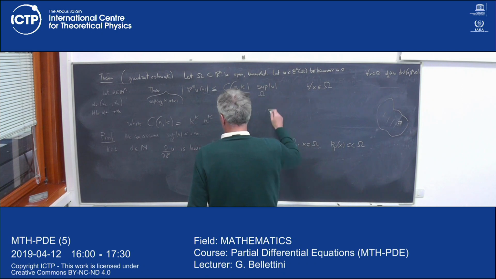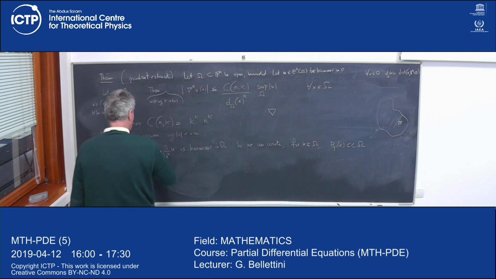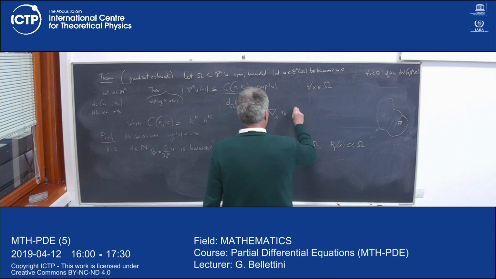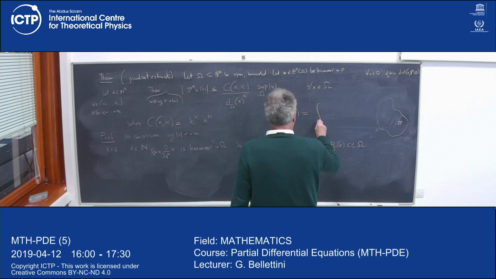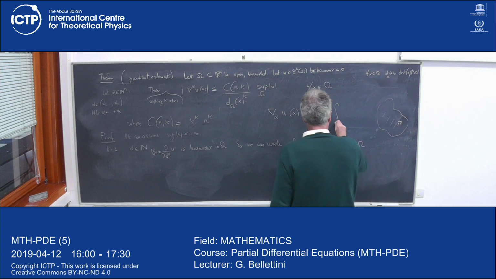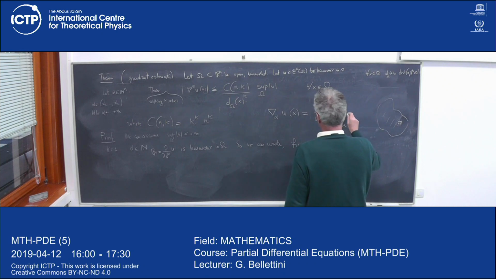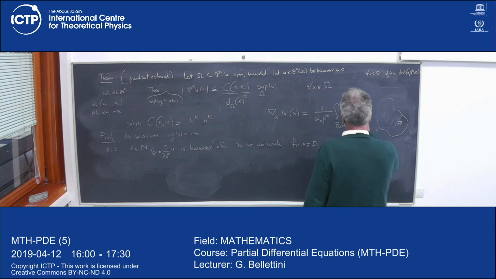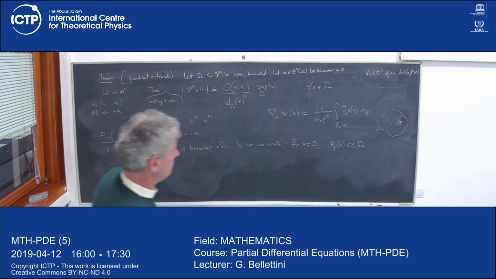So the derivative alpha of u at x is equal to 1 over omega n rho to the n, integral over B rho x, of the derivative alpha of u of y, dy.